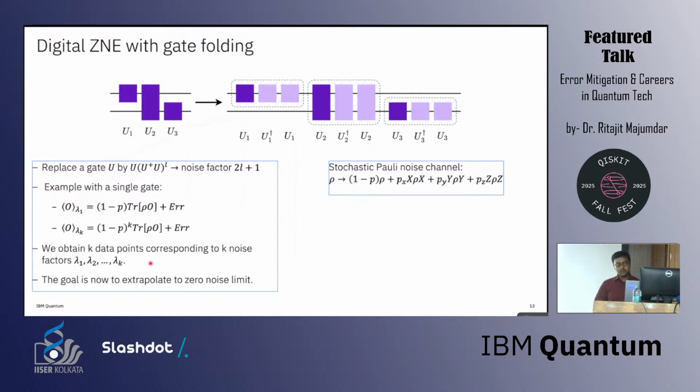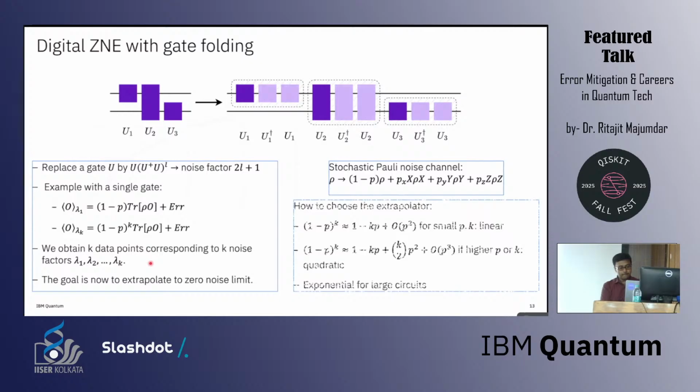The question is, what will be the extrapolator? What sort of curve should I fit in? In general, if it is a depolarizing noise, it is obviously going down exponentially with increased number of gates and increased number of qubits. The whole Bloch sphere is shrinking to the identity by 2. So in general, you can always fit an exponential curve.